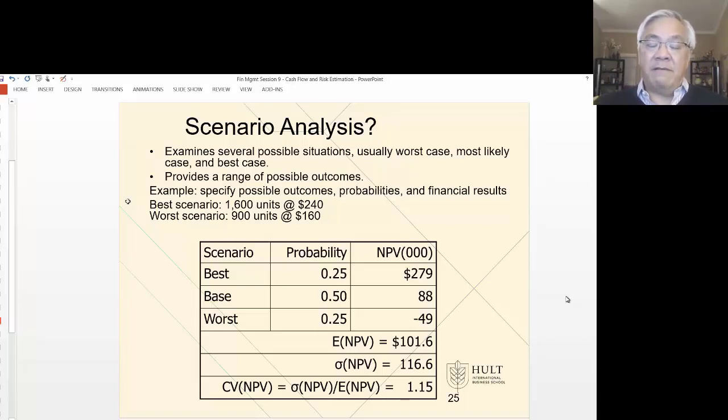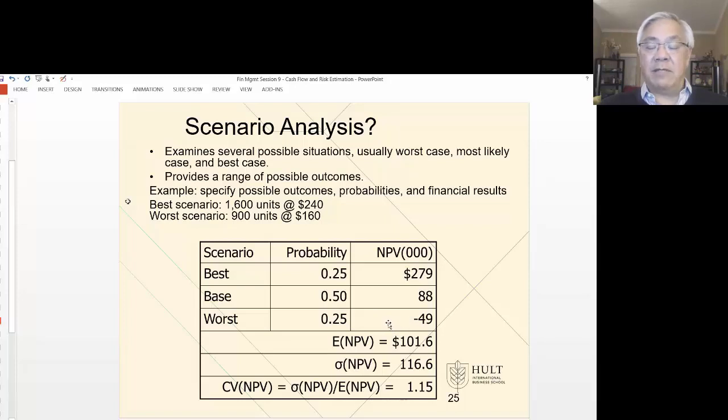And in this example, we have a best, a base case, and a worst case. We assign certain probabilities of those occurrences happening. And if they were to occur, we would have certain changes in the assumptions that lead to these NPVs. So we have a base case, which we've had along. Best case scenario with a quarter probability has an impact of a positive 279. Worst case, also 25% probability, we go negative 59.